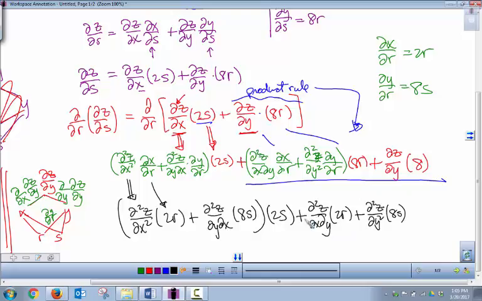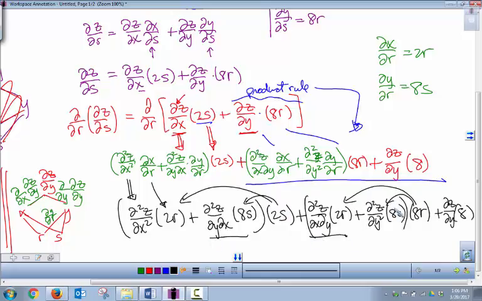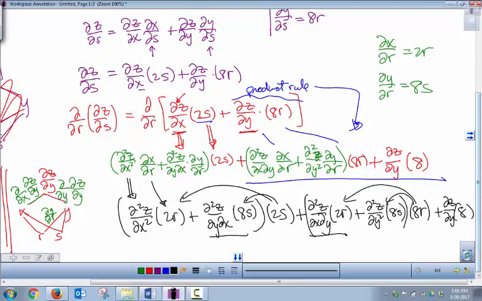Oops, there should be a plus. Oh, there's a plus here. 8r. And dz dy, you can't simplify that anymore. Times 8. Okay. So we just need to distribute, and then probably combine these two, because the dy dx and dx dy are going to be the same.